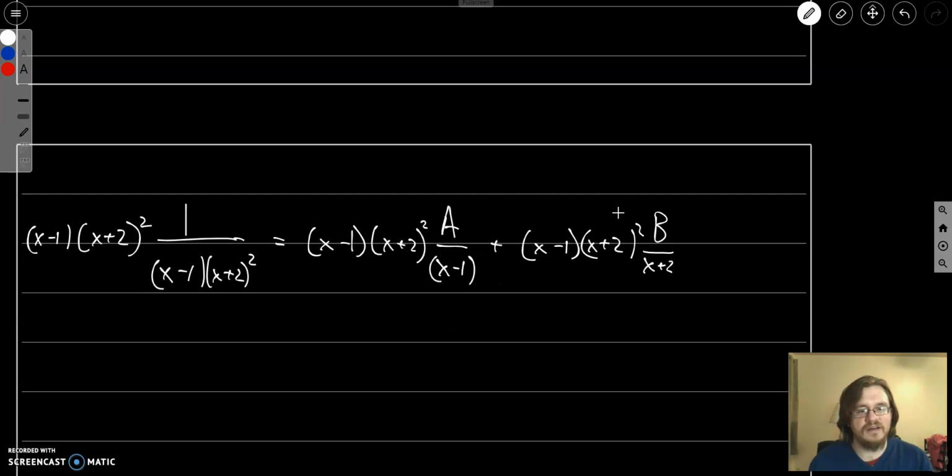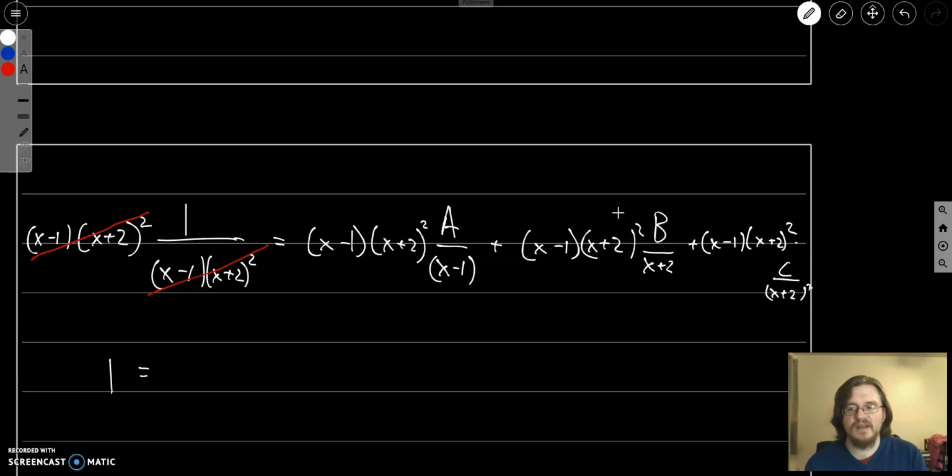And then the last one, x minus 1 times x plus 2 squared times, and I've run out of room, c over x plus 2 squared. Apologize, had to fit that in there. So what cancels? All of this cancels with all of this to give us just a 1 on that left-hand side. I'll scoot everything to the left.